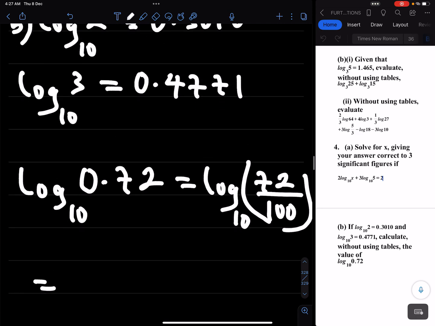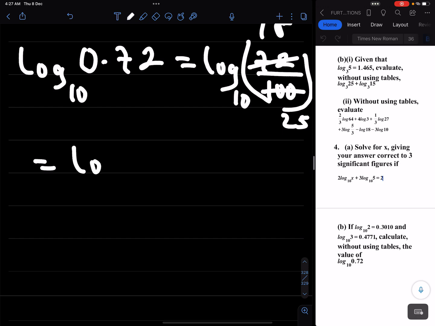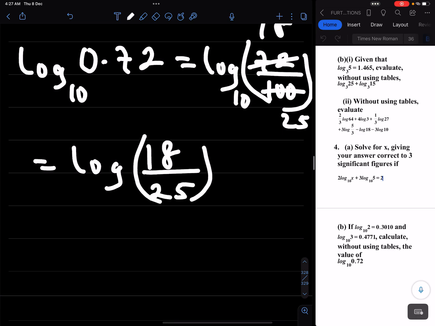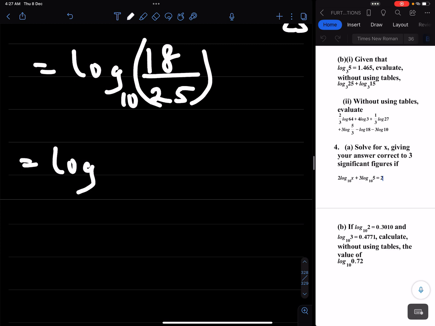what can we do here? Okay, we can say 4 here 18 and 4 here 25. So that's the same as log 18 over 25 base 10, which is equal to log, they only gave us, okay, they gave us log 2 and log 3. I think they should have given us log 5.